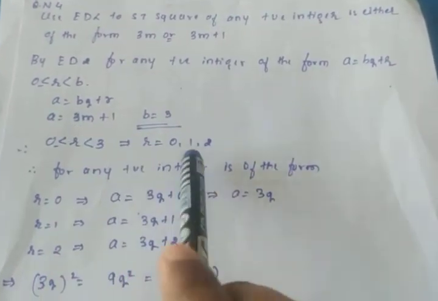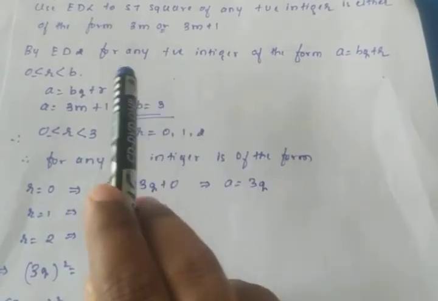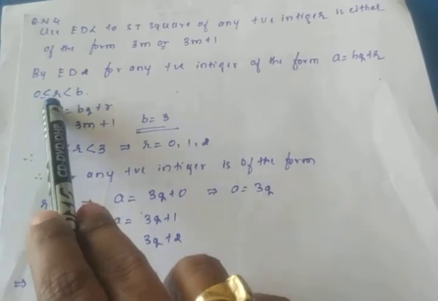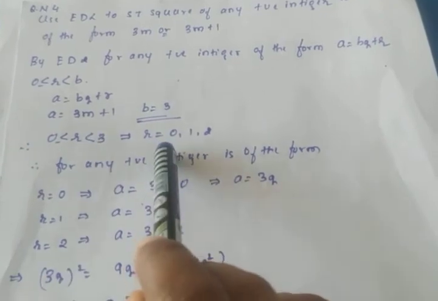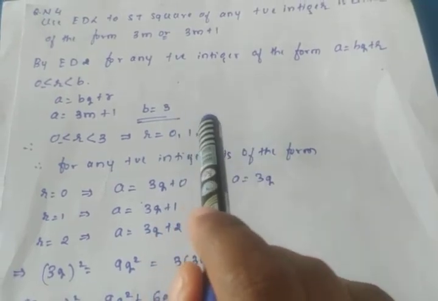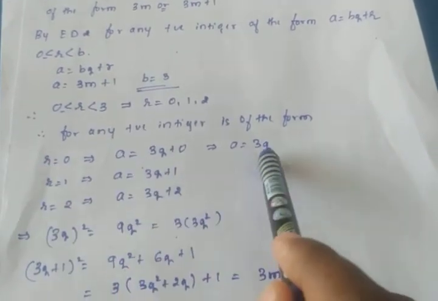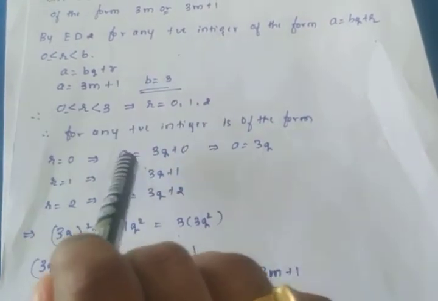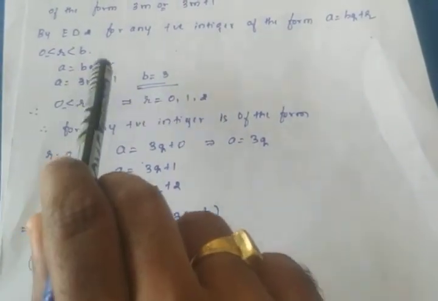Now the value of b is how much? b is 3, so substitute b equal to 3. Again we know that r is greater than or equal to 0, lesser than b, so r is greater than or equal to 0, lesser than 3, which includes 0, 1 and 2. So put r equal to 0, 1 and 2 in a equal to bq plus r. When r equal to 0, it is 3q plus 0, that is 3q. When r equal to 1, that is 3q plus 1. When r equal to 2, then it is 3q plus 2.